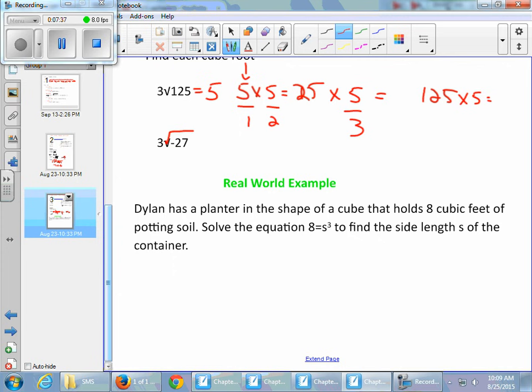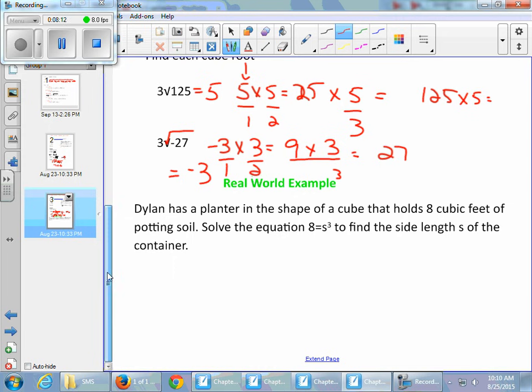Okay, so what number? Let's think about it. 2 times 2 is 4. Times 2 is 8. So it's not 2. Let's go 3 times 3. 3 times 3 equals 9. There's 1. There's 2. 9 times 3. Whoopsie. That's our 3rd one. Equals 27. That's a negative, so we're going to have a negative 3. So our cube root of negative 27 is negative 3.